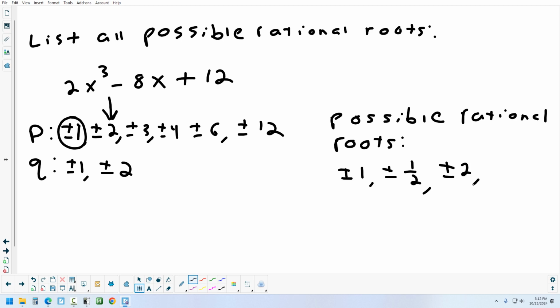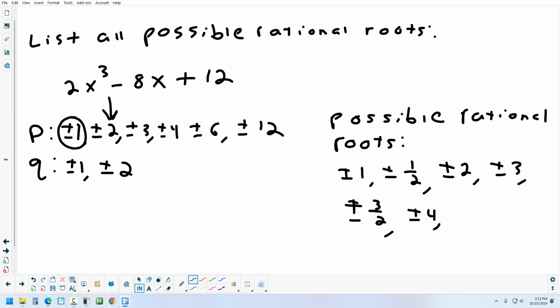Okay. What would be the next one? It would be 3 over 1 and then 3 over 2. So the next one is going to be plus or minus 4. Plus or minus 4 over 1, and we don't have to write down 4 over 2 because we already have 2.